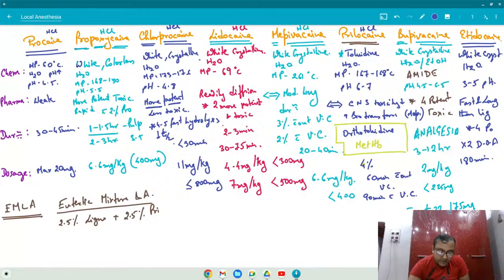But remember, dosage over here is 400 milligrams per kg, and without vasoconstrictor, you should not exceed 300 milligram. Okay, sorry, I think it is 4 milligram per kg, not 400, and it should not exceed 300 milligram. But with vasoconstrictor, we can increase a little bit. So it is 4.4 milligram per kg, again not to exceed 400 milligram.